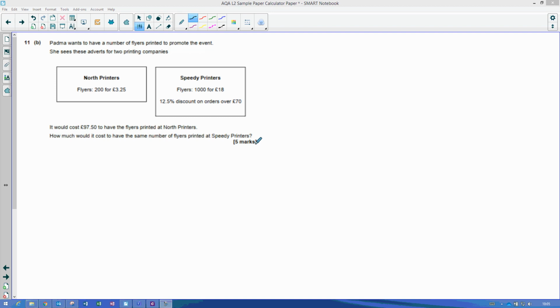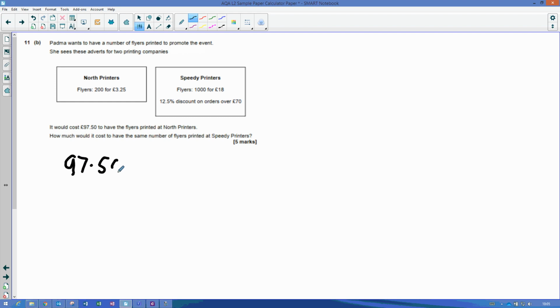Okay, so to calculate the cost for Speedy Printers, we need to know how many flyers she wants. We don't know that. But we can work out from this amount of money how many flyers she was going to have printed at North Printers. So how are we going to do that? Well, we've got the amount of money and we need to work backwards. Normally, you'd be multiplying up the number of flyers by the amount per flyer, but we know the final amount. So we're going to divide.